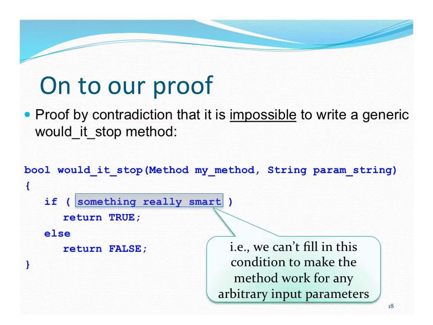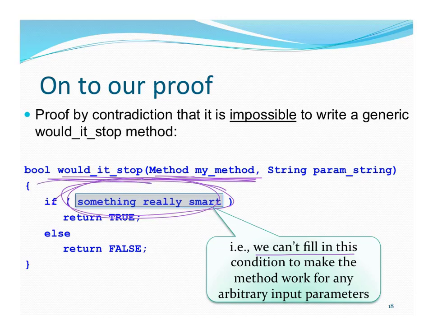Because, as we both know, it's this expression in here, this condition, that is going to be really hard to write. And what I'm going to prove is that we cannot fill in this condition. We just can't write anything in here. There's no way to figure it out. So the method works for arbitrary parameters, right? We're talking about how we can't make the would it stop method perform given a pair of parameters.